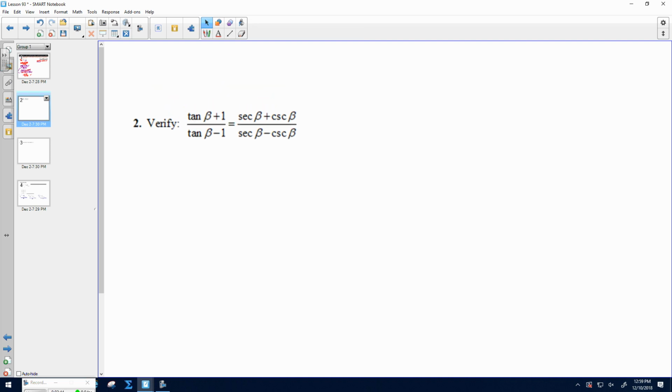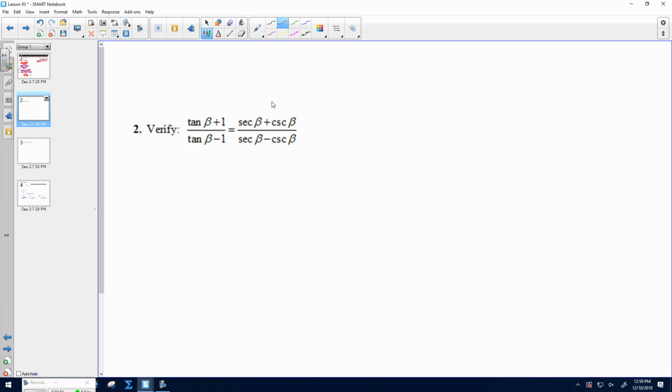All right, let's try another one. All right, so because these over here are secants and cosecants, I don't want to use tangents because of what I'm trying to get to. So I'm going to rewrite tangent beta, just this guy right here, as sine over cosine. All right. So you guys know tangents are sine over cosine, right? So I'm going to start with that.